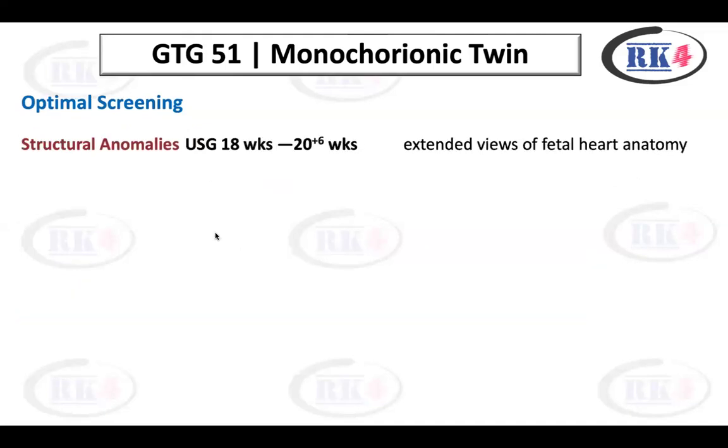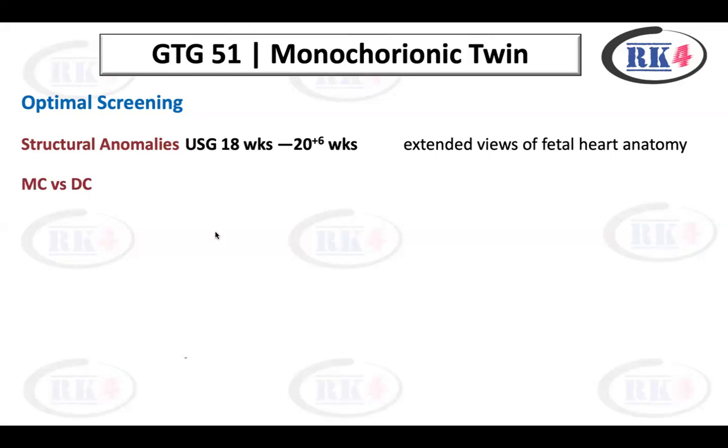Now, continuing with the optimal screening, we have to talk about the structural anomalies. And for that, we offer monochorionic twin pregnancies a routine anomaly scan, which is done between 18 to 20 plus 6 weeks. And that must include extended views of fetal heart anatomy.